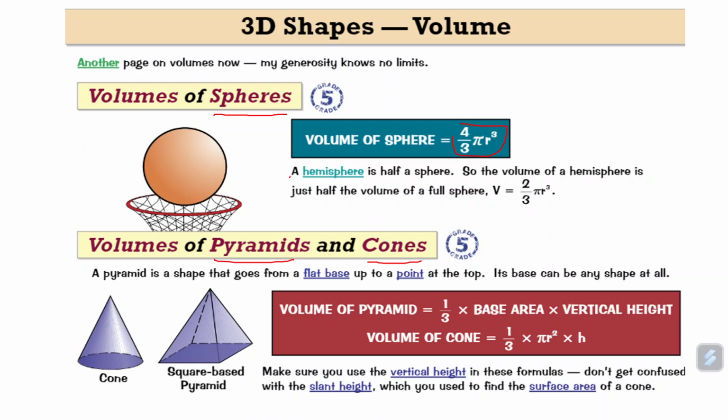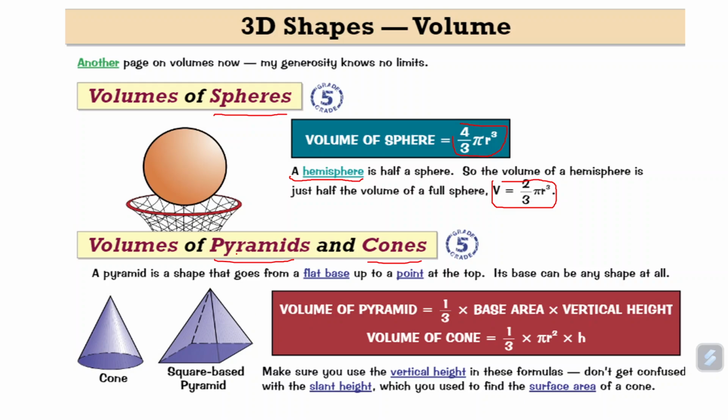Then the next one is the hemisphere. Hemisphere means half of a sphere, and the volume is 2 divided by 3 pi r raised to power 3. So in other words, the half of this is this. When you halve this, you get this.